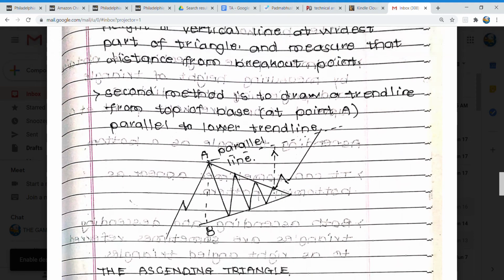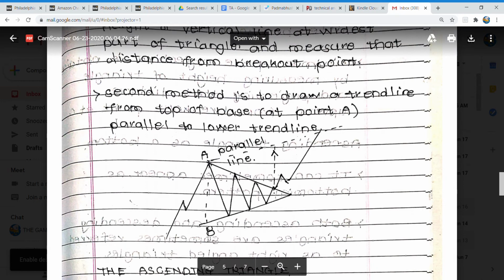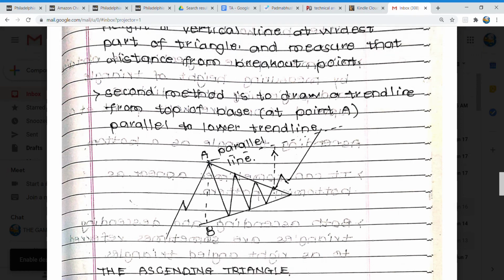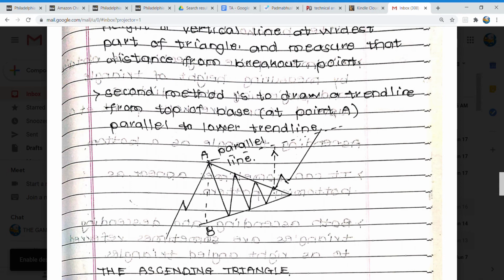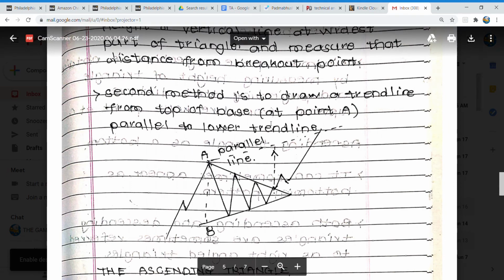Then the second method is to draw a trend line from the top of the base, that is point A, parallel to the lower trend line. We should draw a trend line from the top of the base parallel to the lower trend line.